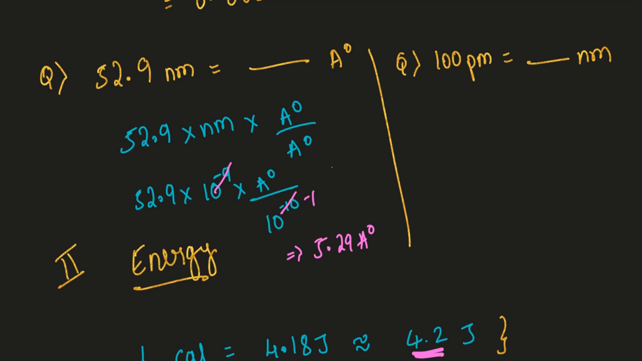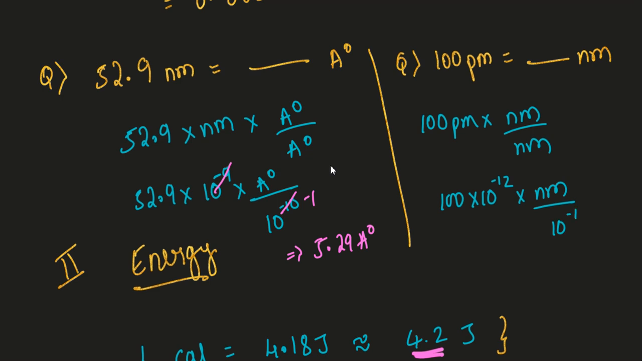Let us go with the next one: 100 picometer into nanometer, divided by nanometer. 100 pico means 10 to the power of minus 12, and nanometer is 10 to the power of minus 9. If we do the cancellation, you get minus 3, which is our answer, 0.1. Hope everyone got the same answer.